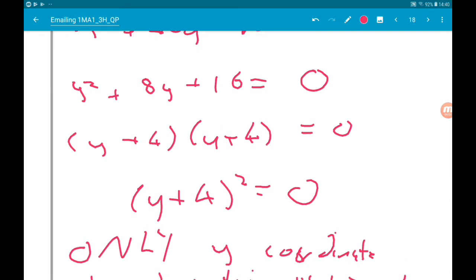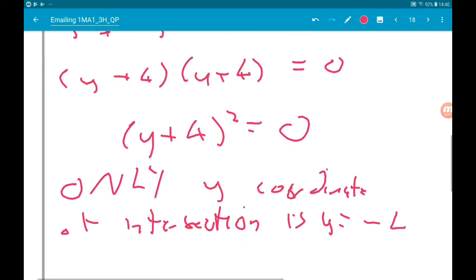Now we could stop there and just say, well, that shows then that there is only one point of intersection, therefore the line is a tangent. So we have done it, you would need to close it with that statement.